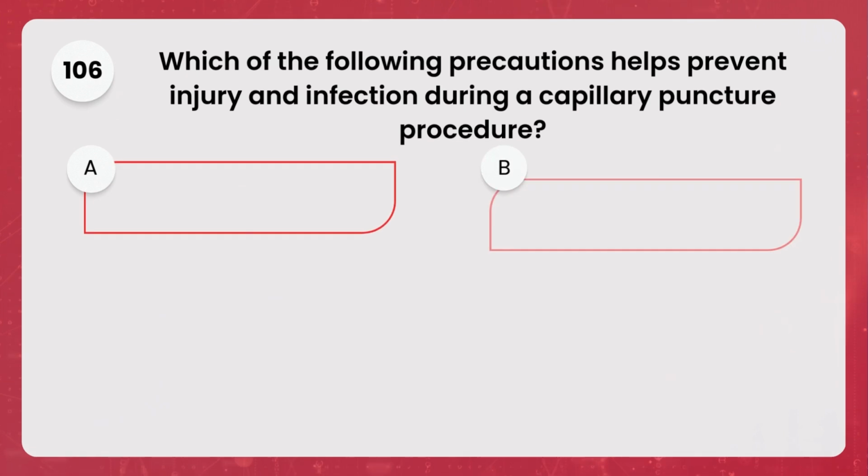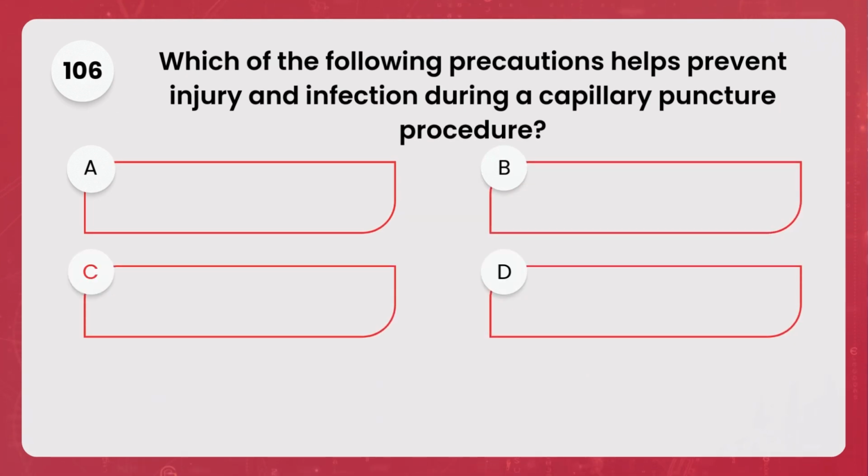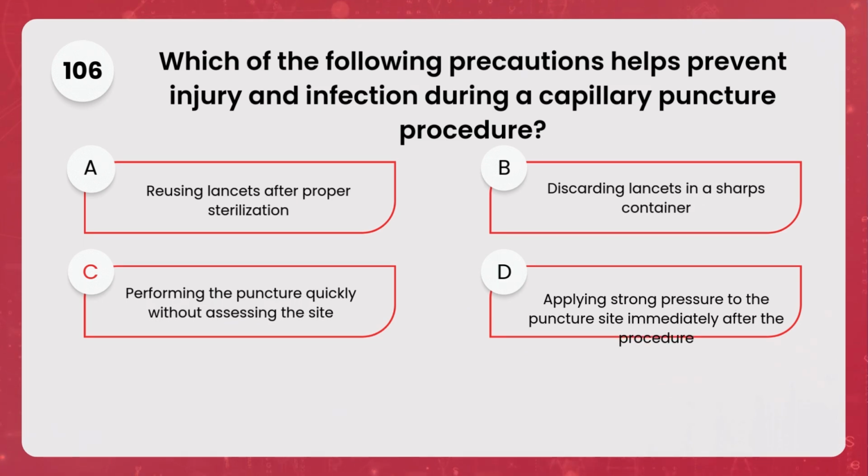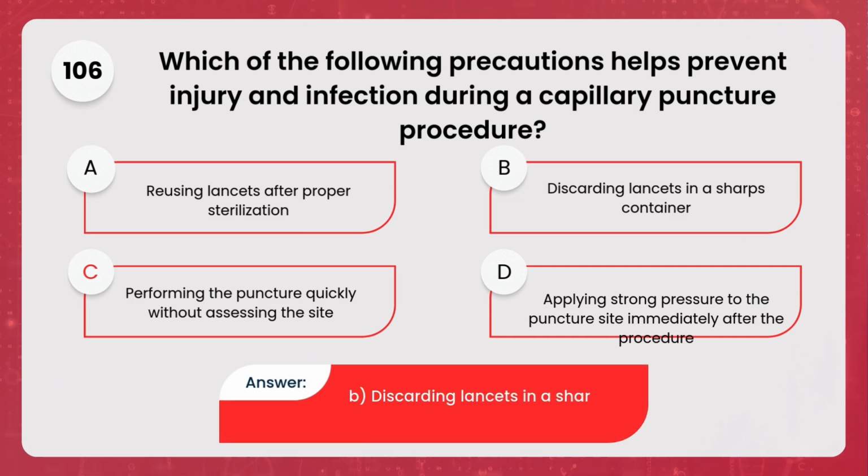106. Which of the following precautions helps prevent injury and infection during a capillary puncture procedure? A. Reusing lancets after proper sterilization. B. Discarding lancets in a sharps container. C. Performing the puncture quickly without assessing the site. And D. Applying strong pressure to the puncture site immediately after the procedure. The answer is B. Discarding lancets in a sharps container.